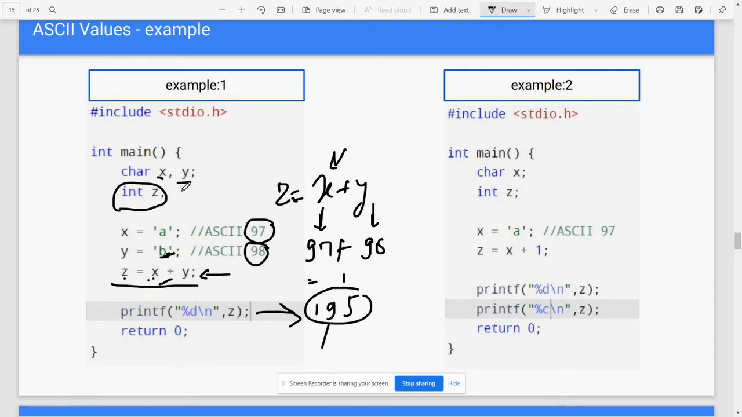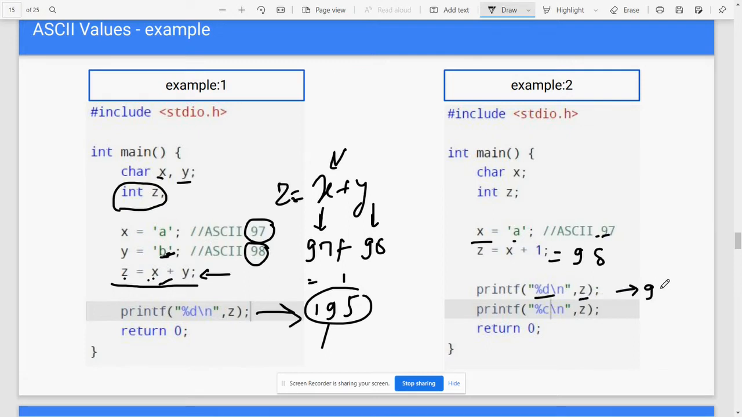So this is what it precisely means. Let's move to another example. It's the same thing. We have defined x as a, which is essentially 97 because it has ASCII value of 97. And if we define another variable z, which is x plus 1, it will give you 98. So when you try to print %d with z, it will give you the value 98.